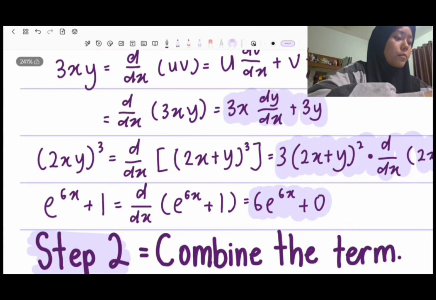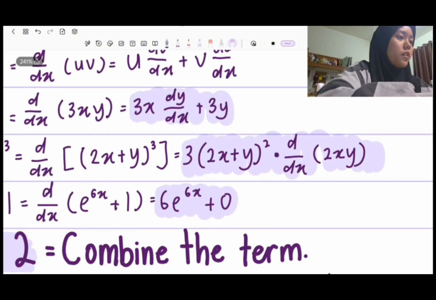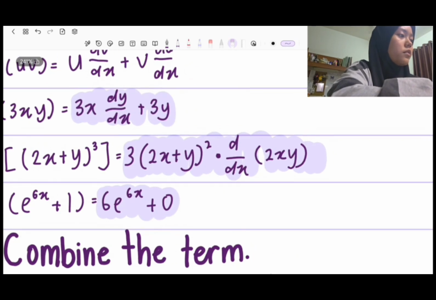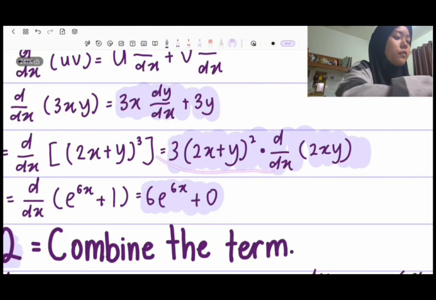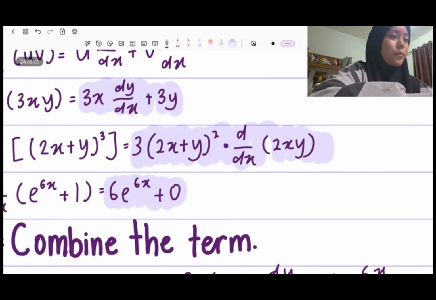Next term, the middle term, we will use chain rule. We will bring the 3 to the front, and the power of 3 will become 2, and then we will multiply it with d over dx in bracket 2xy. So the final differentiation of the middle term is 3 in bracket 2x plus y to the power of 2 multiplied with d over dx in bracket 2xy.